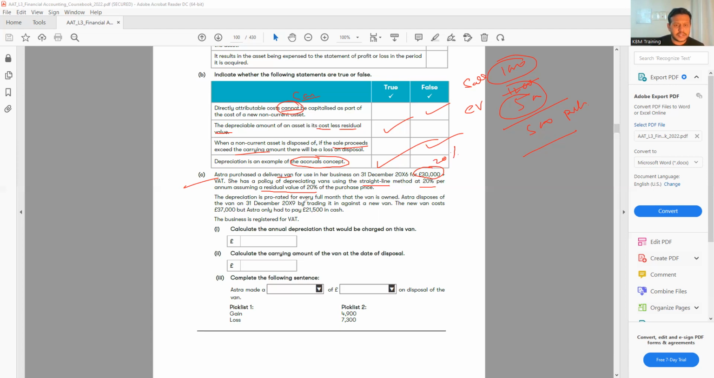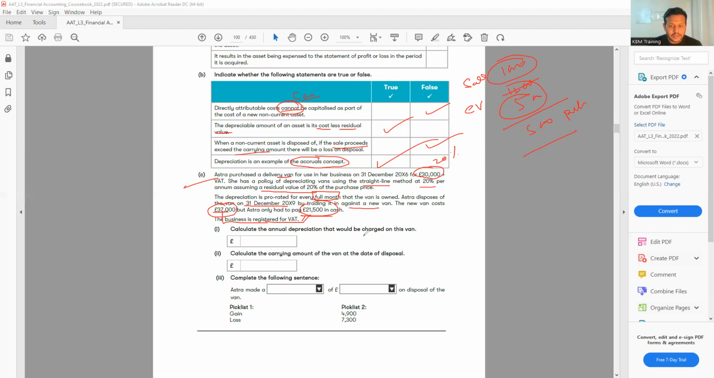The depreciation is pro rata for every month the van is owned. So you have to do the depreciation on a monthly basis, not yearly. Astra disposed of the van on 31st December 2019 by trading it against a new van. That's a part exchange, so she gave the old van to have the new one. The new van cost 37,000, but Astra only had to pay 21,500. That means the difference is because of the old van. So the difference is the value of the old van she sold.